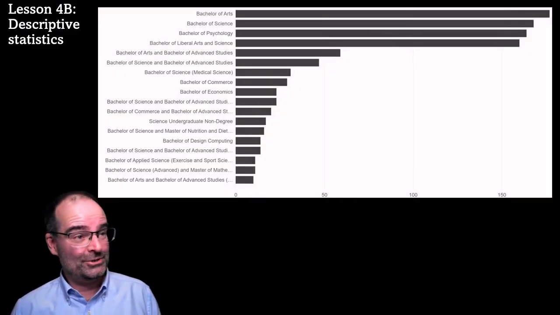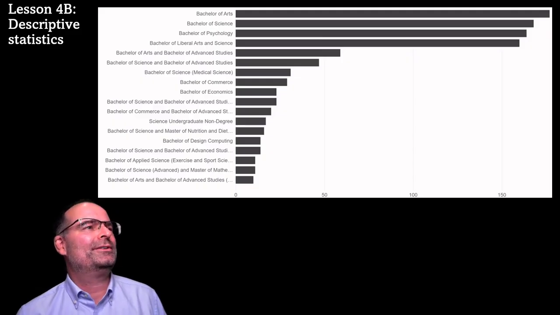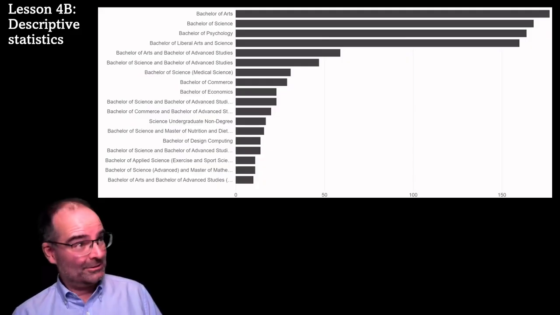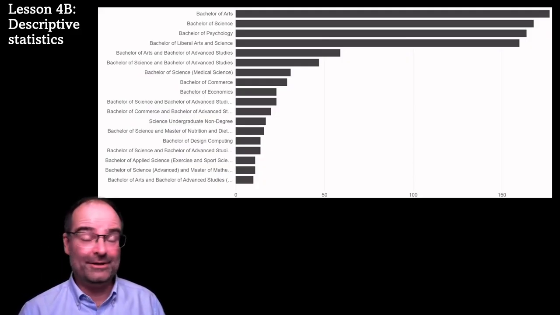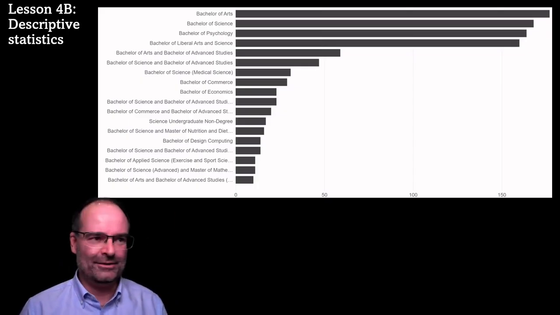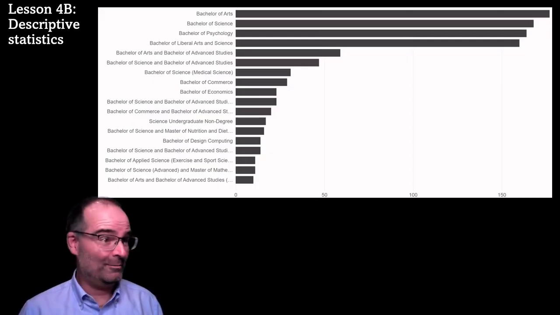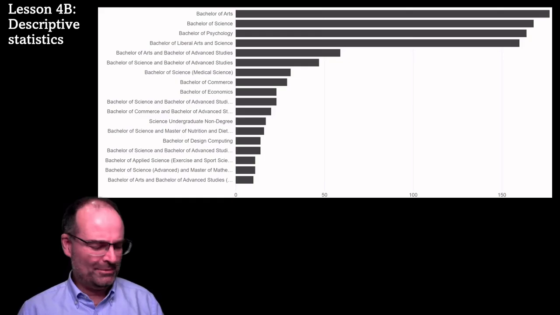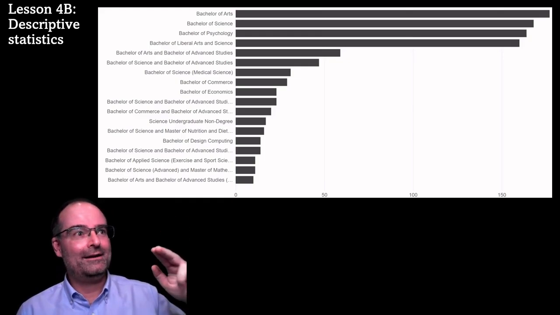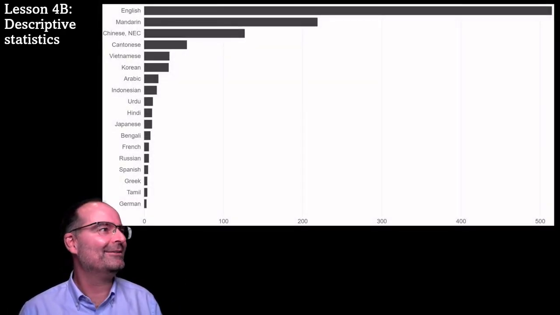Here's a frequency distribution of Psych 1001 enrollments. You can see lots of people are studying Psych 1001 from the Bachelor of Arts, quite a few from the Bachelor of Science. Bachelor of Psychology is very large, but it goes all the way down. I've probably had to cut this off because it goes all the way down. Bachelor of Design Computing, welcome to the course. Not so many people, but that's a frequency distribution. Each category and how many people in each category. Simple as that.